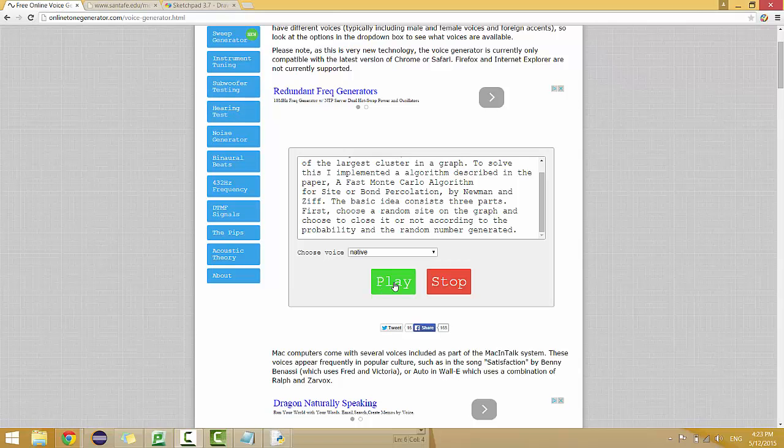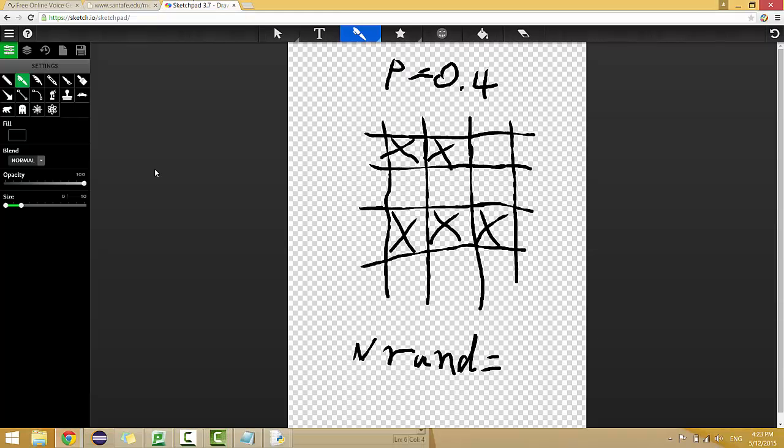Our next question is, how do we know the size of the largest cluster in a graph? To solve this I implemented an algorithm described in the paper, a fast Monte Carlo algorithm for site or bond percolation, by Newman and Ziff. The basic idea consists of 3 parts. First, choose a random site on the graph and choose to close it or not according to the probability and the random number generated.